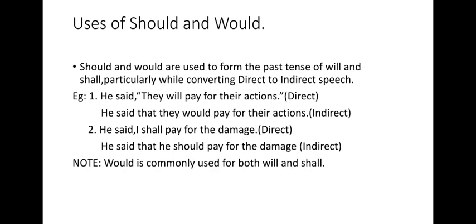Okay. Now there's a point to note, an important point. Would is commonly used for both will and shall, but it is more common when we convert direct speech into indirect speech. Though would is the past tense of will and should is the past tense of shall, in today's context would is commonly used for shall and will also. Be it shall or be it will, we use only would.